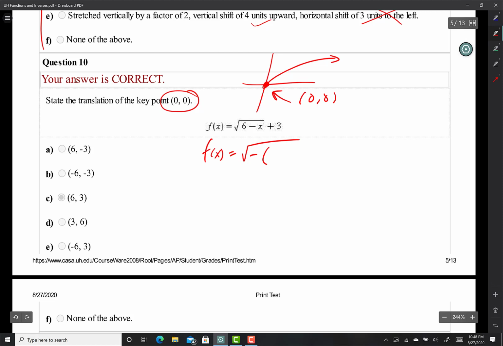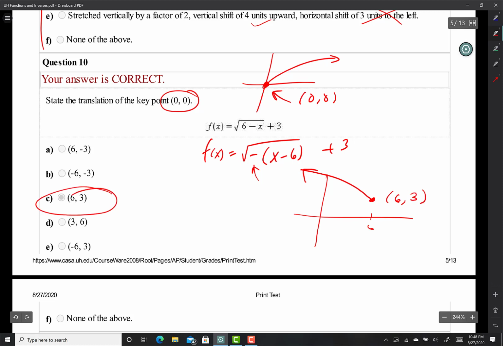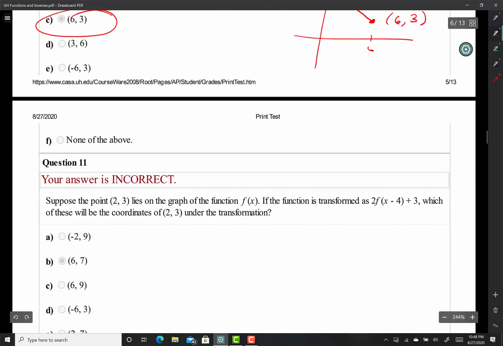Factor out that negative, and you're going to have x minus 6, and then plus 3. So what happens? I move to the right 6, and up 3. To the right 6, up 3. And then that negative makes it open leftwards instead of upwards. So that point is 6, 3. You got it right. Go to the next one.